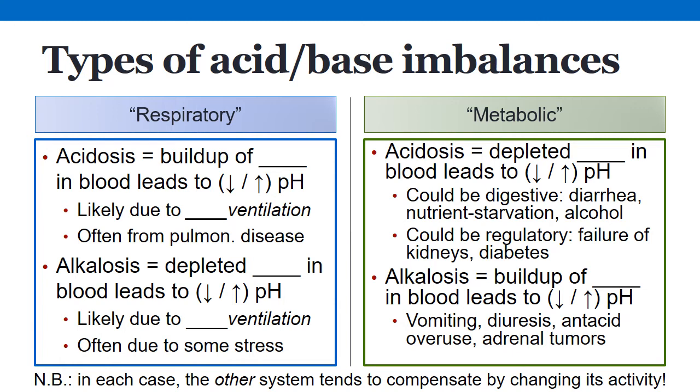The acid-base imbalances also can be either acidosis, meaning that your blood and therefore your body is too acidic, or it can be alkalosis, meaning your blood and therefore the rest of your body is too basic. So respiratory acidosis is a buildup of CO2 in your blood.